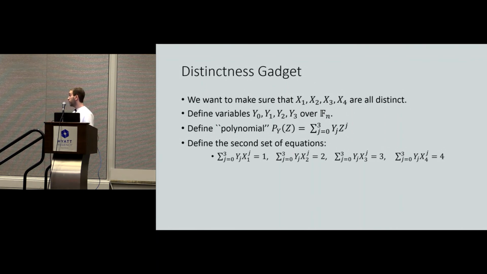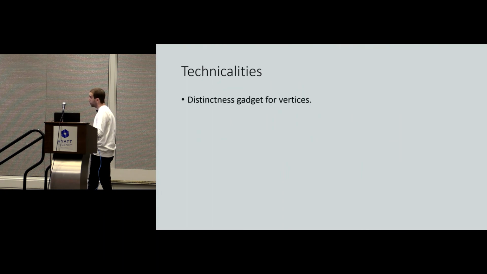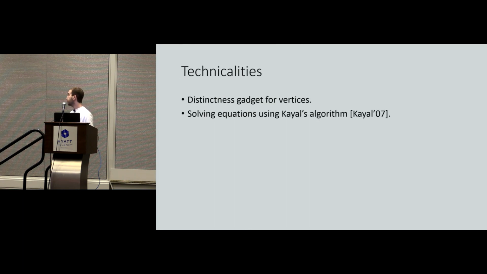And indeed, if the first system of equations has a solution in which all the x's are distinct, then such a polynomial exists and can be found by using interpolation. And for the other direction, for any assignment to the x's, if such a polynomial exists, then the x's are necessarily distinct because we have a polynomial that has distinct evaluations on those points. So this is our distinctness gadget. And there are some more technicalities. In the general case, we also need a distinctness gadget for the vertices and not only for the edges. And we solve the equations using Kayal's algorithm.